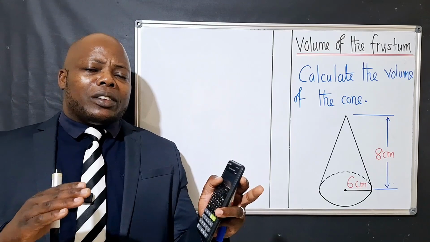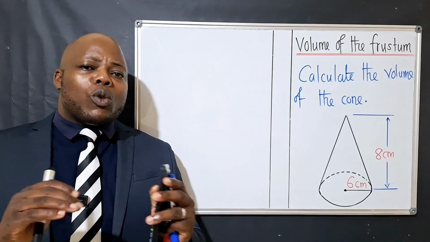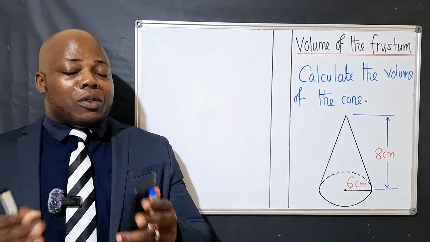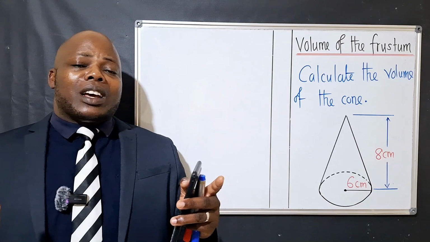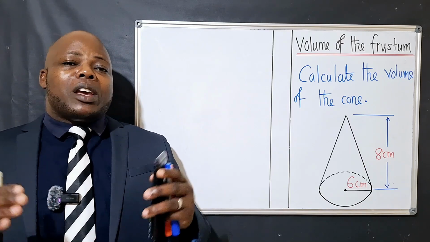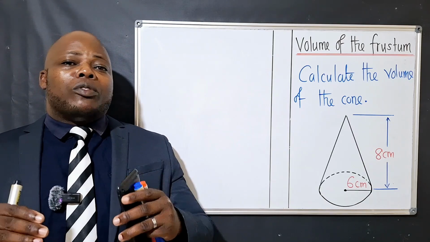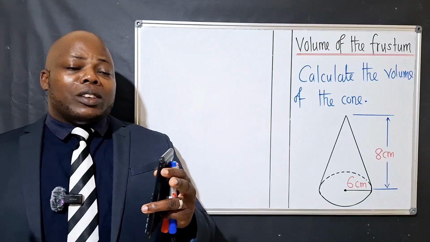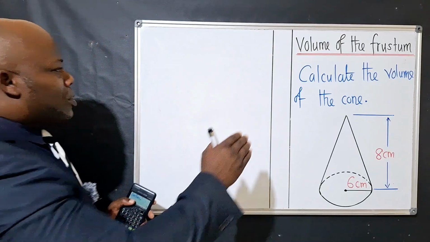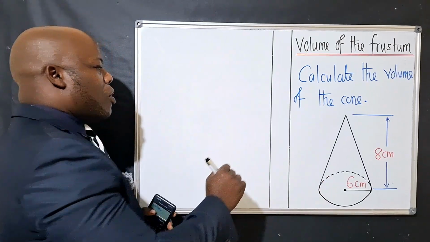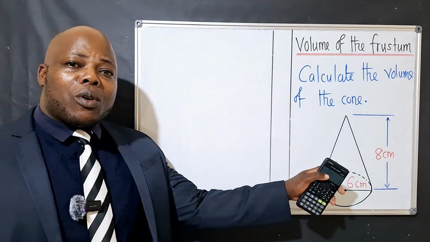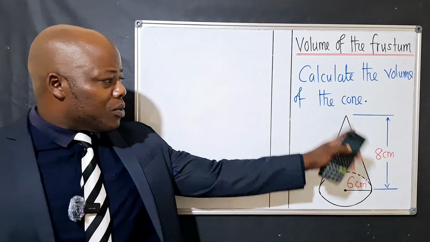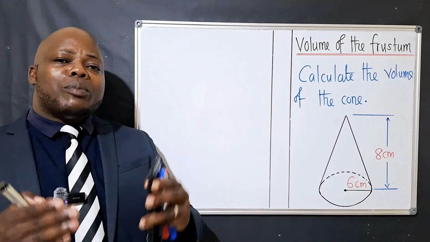But before we do that, I would like us to understand how to find the volume of the cone and the volume of a pyramid. As soon as we understand that, it will help us be able to find the volume of a frustum cone or a frustum pyramid. So let's do this together. Here they've said calculate the volume of the cone. We've been given the cone right over here. The radius is 6 centimeters. The height of the cone is 8 centimeters.